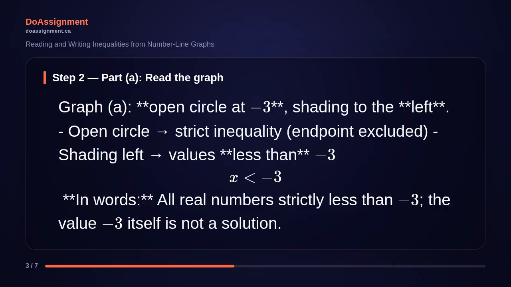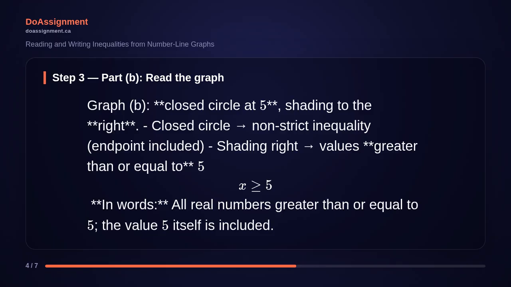For Part A, the open circle at -3 tells us -3 is not included. The shading goes to the left, so we want all numbers less than -3. The inequality is x < -3. In words, all real numbers strictly less than -3.